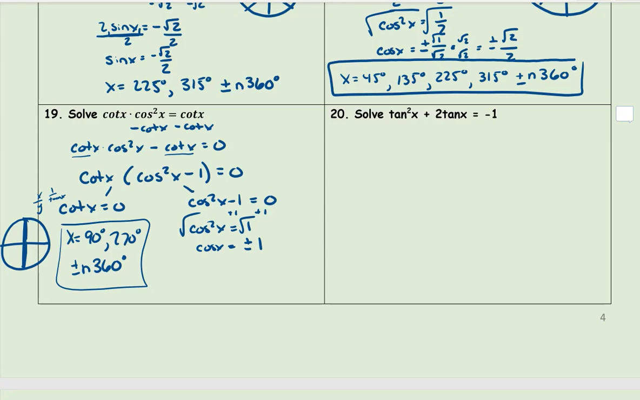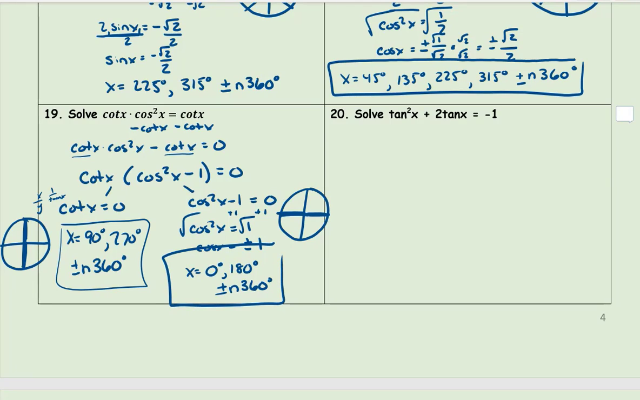Okay, so we're going to look at our unit circle again. Please don't throw that unit circle out. It's going to be super important. And we know that cosine is equal to plus or minus 1 at two places, here at 0 degrees and here at 180 degrees. So we have x is equal to 0 degrees, 180 degrees, and don't forget all of their possible coterminal angles. So here's the full answer: 90 degrees, 270 degrees, 0 degrees, 180 degrees, and all their coterminal angles. Okay, so we're starting to pick it up a little bit.